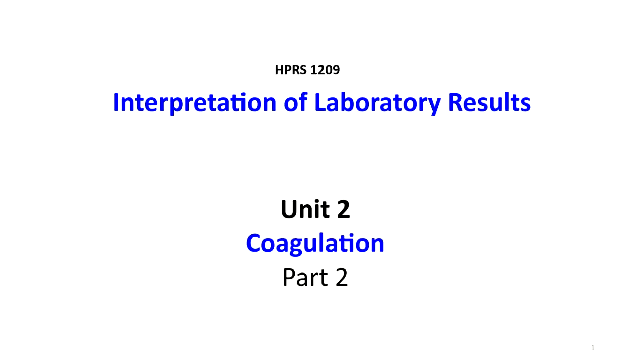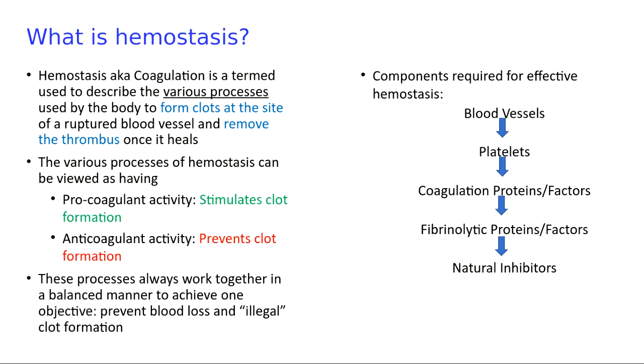Hi, this is Interpretation of Laboratory Results, Unit 2, Part 2, Coagulation. In this unit, we're going to talk about what is commonly known as coagulation, but the fancy medical term is hemostasis. Hemostasis is a series of processes that get initiated whenever there is damage to the blood vessels and blood leaks out of the blood vessels.